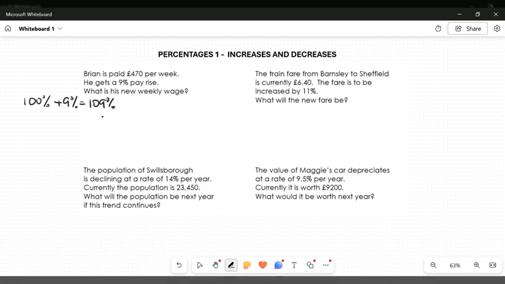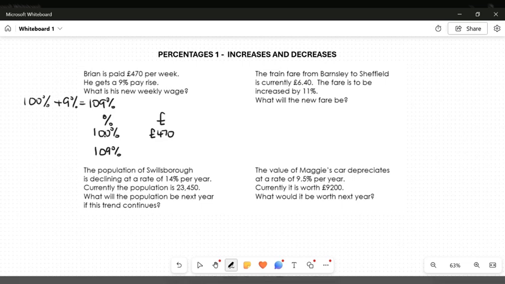So when we do our proportion table, we have a column for percentage and a column for the quantity. In this case, it is money. The original amount is always the 100% figure. That's very important for later on for the slightly more complicated ones. The original figure is the one furthest back in time, which is his current wage, £470. So that's 100%, and that's £470. Now, I want to know what it will be after a 9% increase, in other words, when it's 109% of what it was.